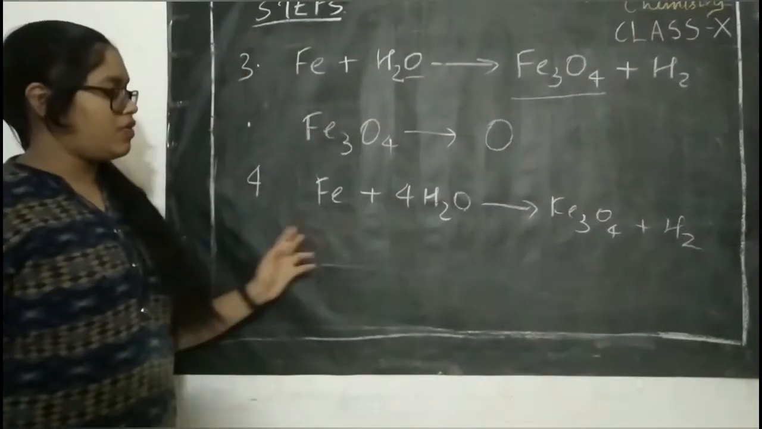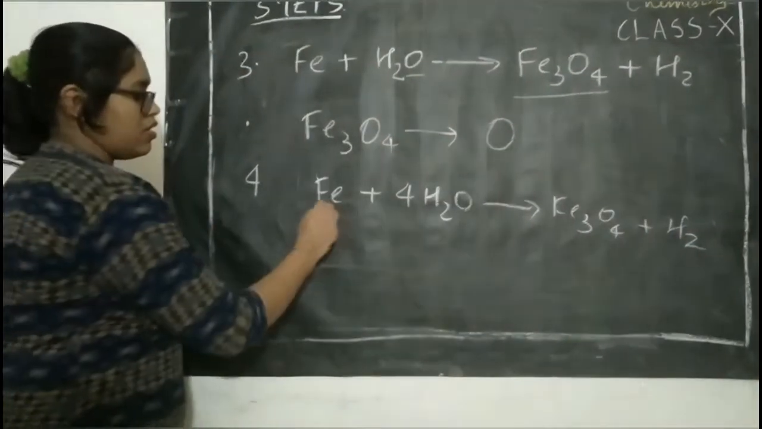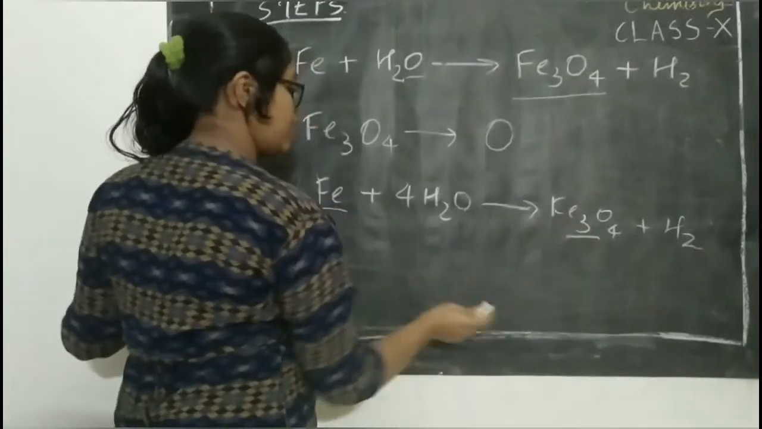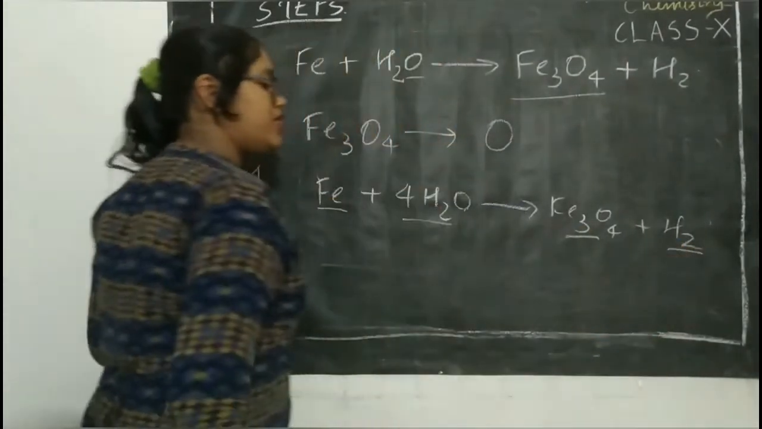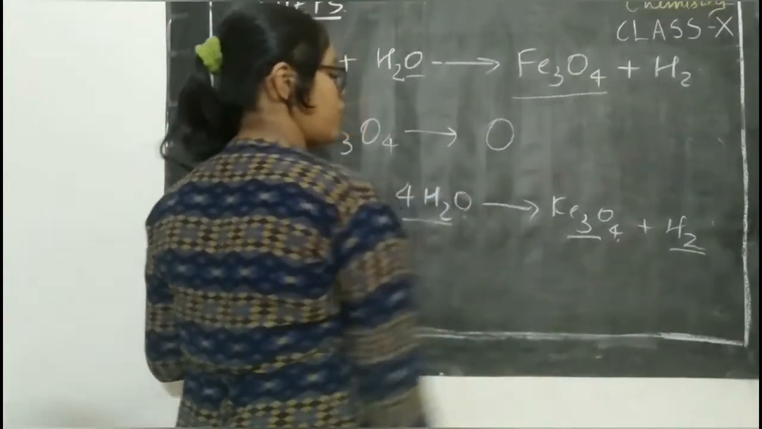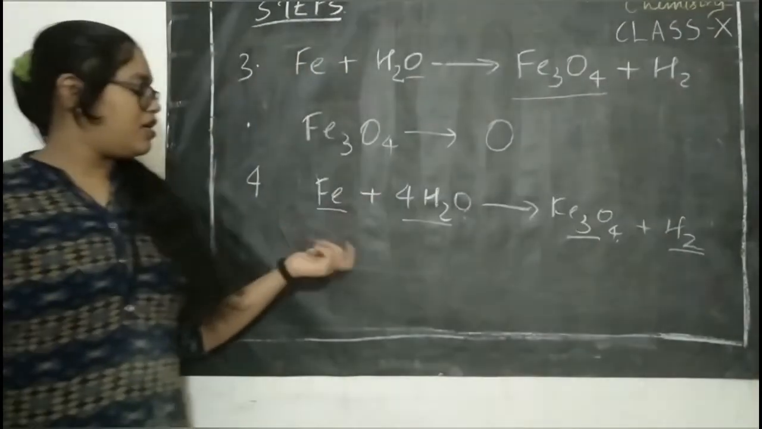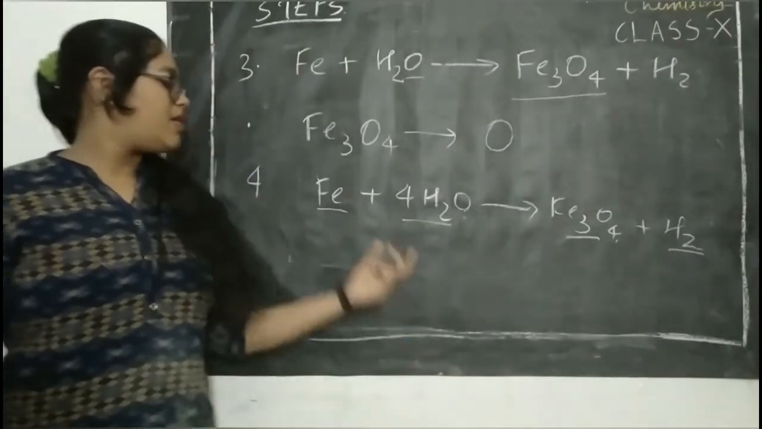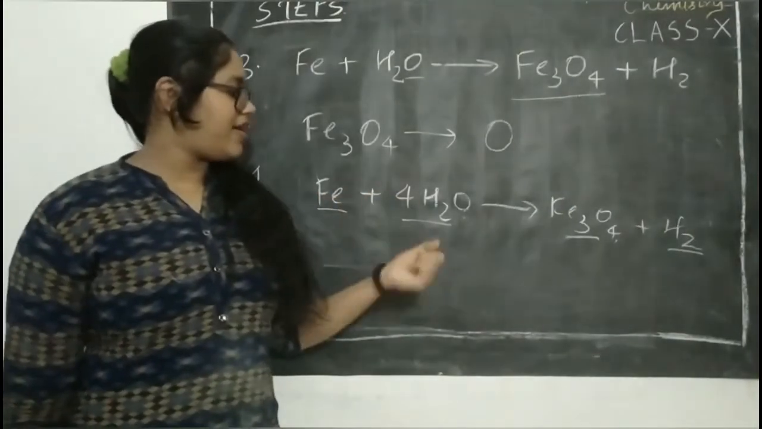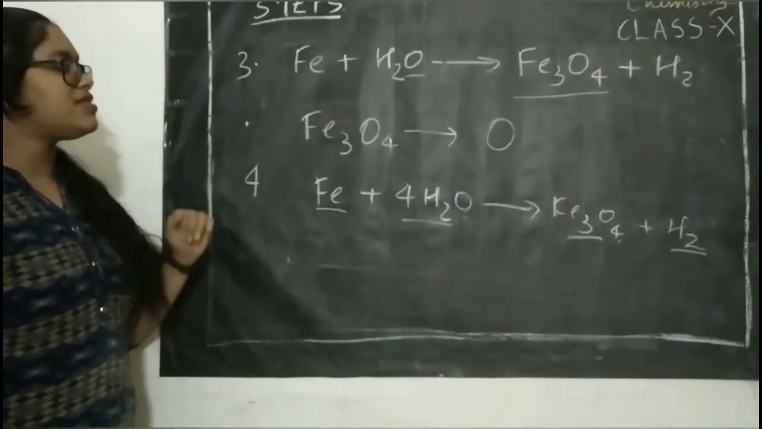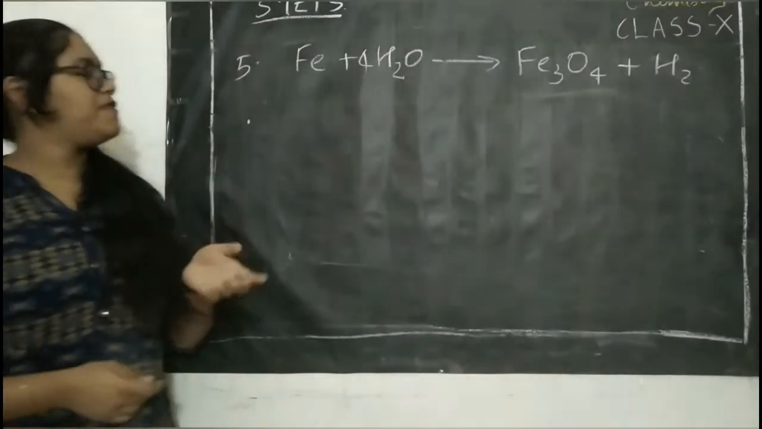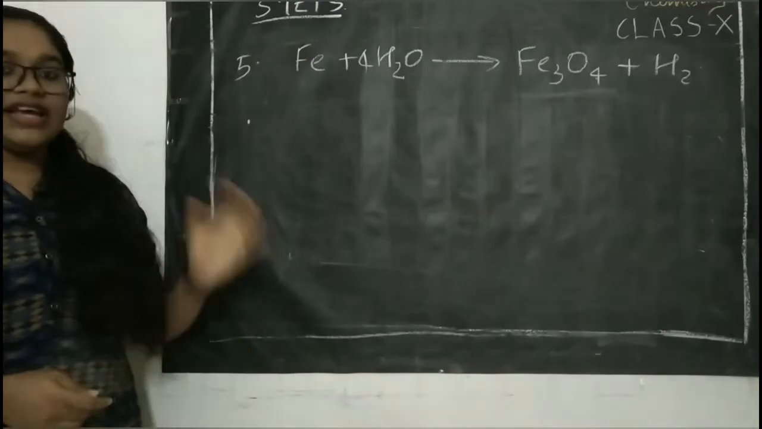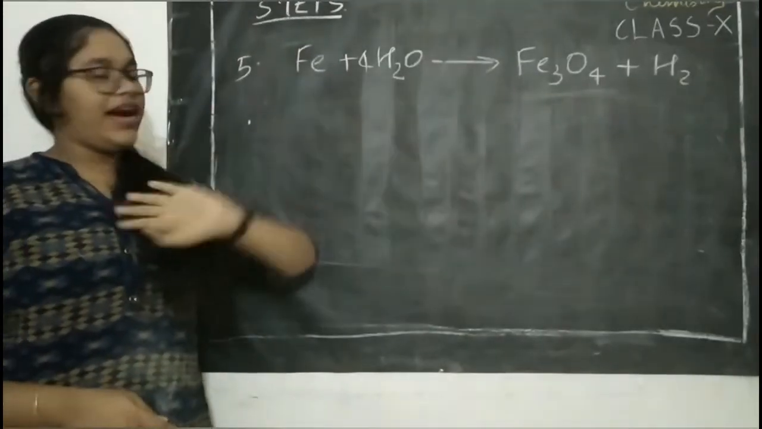So once again, now we are counting the numbers. Here 1 iron, 3 iron, 8 hydrogen atoms, 2 hydrogen atoms, 4 oxygen, 4 oxygen. Here the number of oxygen is balanced, but the number of hydrogen and iron are yet to be balanced. So we will balance them. So in the fifth step, we can either balance iron or hydrogen.